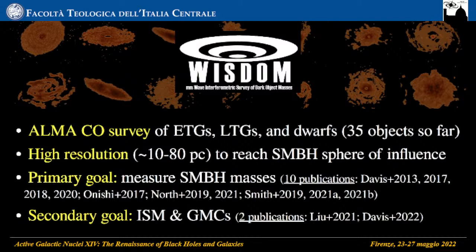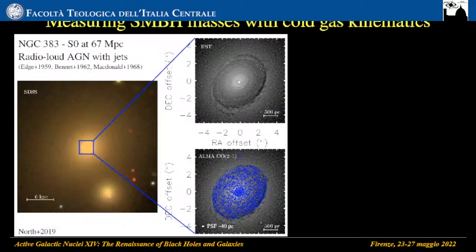So let me show you how this works. This is a nearby lenticular galaxy at 70 megaparsec called NGC 383. Some of you may be familiar with it because it has a radio-loud AGN with jets. This is actually an SDSS image. And if we zoom into the nuclear region using HST, you can see this beautiful disk of dust. And the dust coincides with the CO(2-1) emission that you can see in blue. These are data with an angular resolution of 40 parsec.